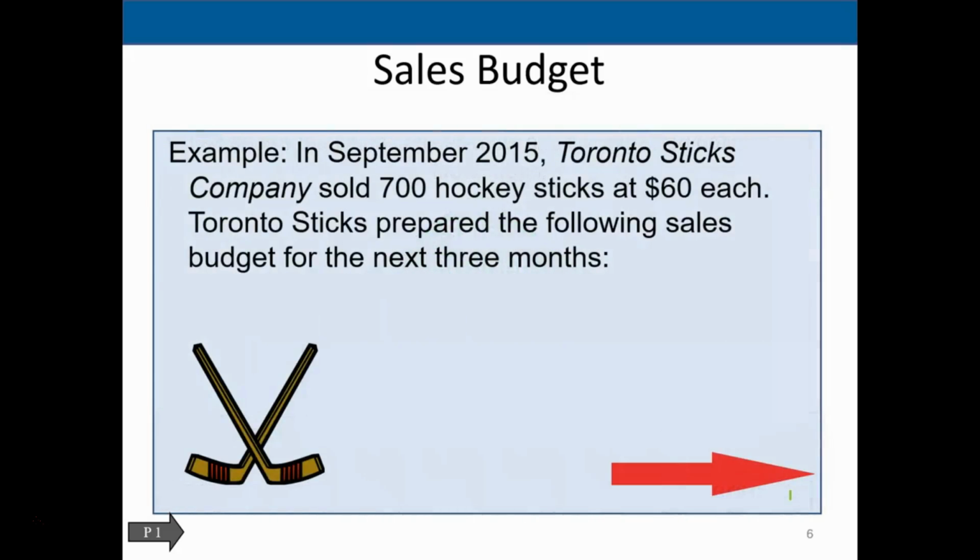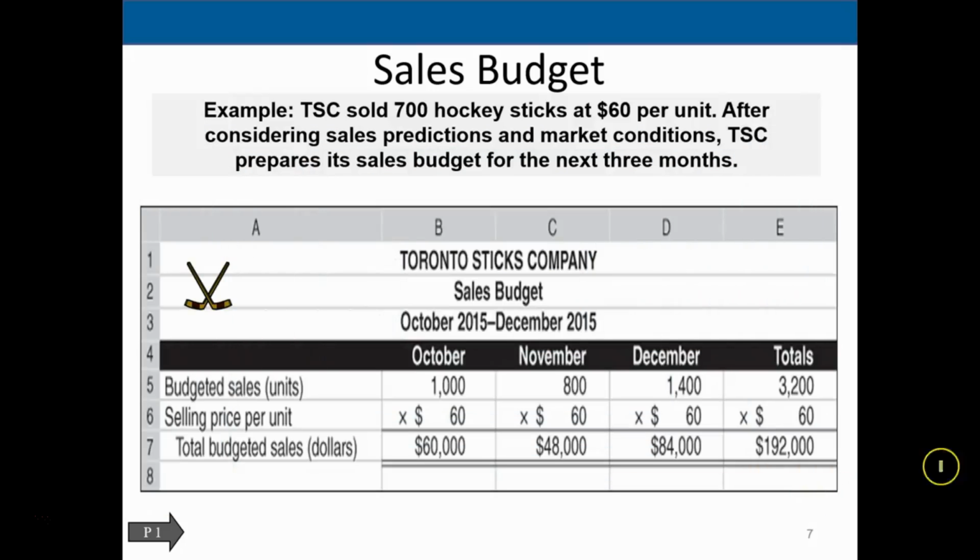For example, in September 2015, Toronto Sticks Company sold 700 hockey sticks at $60 each. Toronto Sticks prepared the following sales budget for the next 3 months. So now we're going to sell hockey sticks here. And here's going to be our budgeted sales. Note we have it by month, and we're going to have the number of units that we believe we're going to sell: October 1,000, November 800, December 1,400, and then the total for that quarter, the fourth quarter of the year, being 3,200, adding those three numbers up. And where did those three numbers come from?